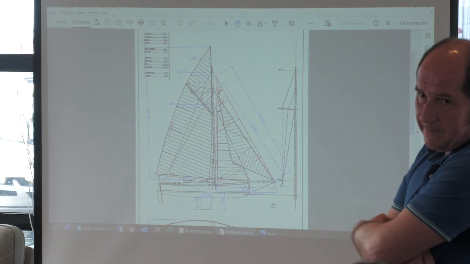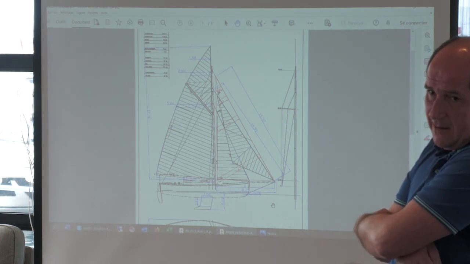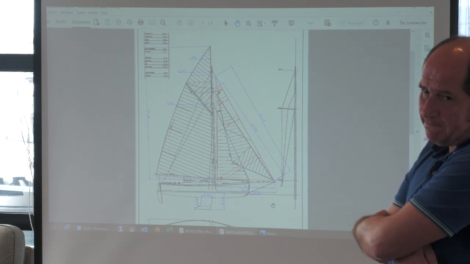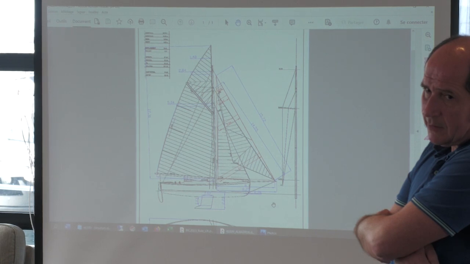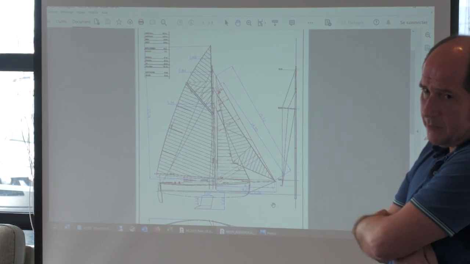It's lucky there are not many of these on the race course, but it's important to understand the basics of IRC measurements. So, very good. Thank you very much for your work. You're welcome.